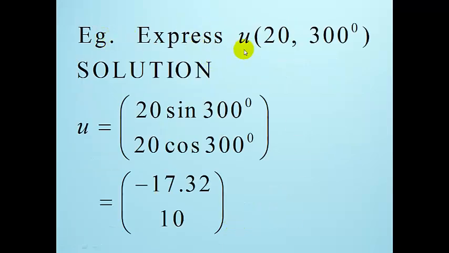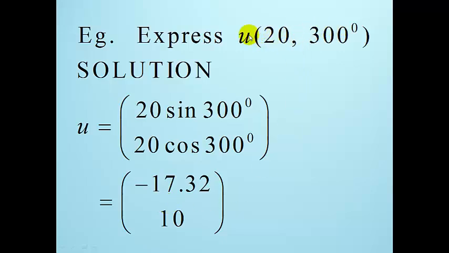Now example, express u equals 20, 300 degrees as a column vector. How do we express this as a column vector? u can be expressed as 20 sin 300, that is the x coordinate. And the y coordinate will be 20 cos 300. Now 20 sin 300 will give us minus 17.32. And 20 cos 300 degrees will also give us 10. That means that u is equal to minus 17.32 and 10. This is the column vector of this directional vector.